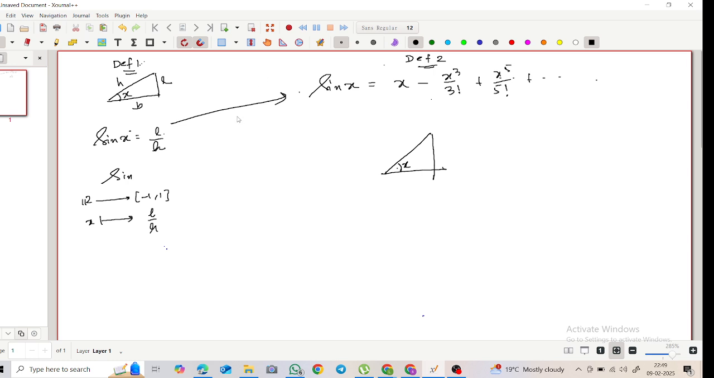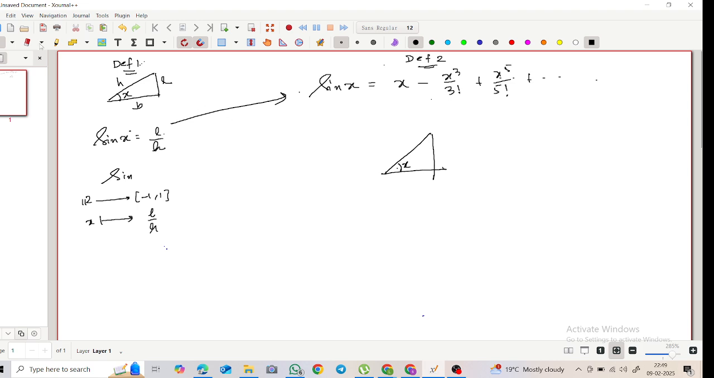Sin x is uniformly convergent, uniformly continuous. Who told you that? Sin x is not uniformly continuous. Yes, it is. But how? No. You are not yet getting the question. I am telling you what is sin x.